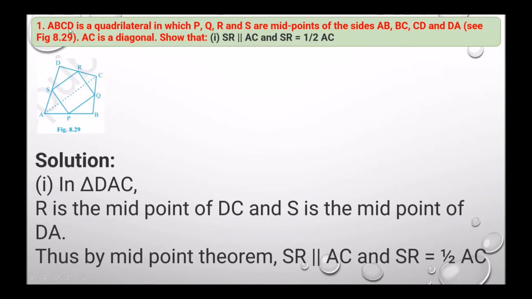The first question is: ABCD is a quadrilateral in which P, Q, R and S are midpoints of the sides AB, BC, CD and DA. AC is a diagonal. Show that SR parallel to AC and SR equals half AC. In triangle DAC, R is the midpoint of DC and S is the midpoint of DA. Thus, by the midpoint theorem, SR is parallel to AC and SR is equal to half AC.